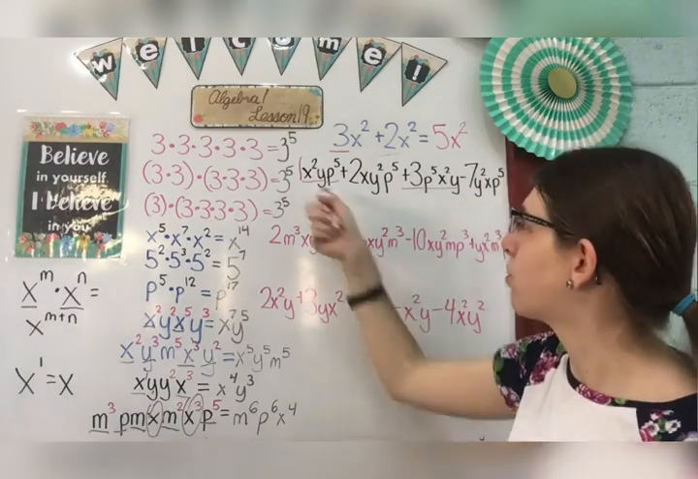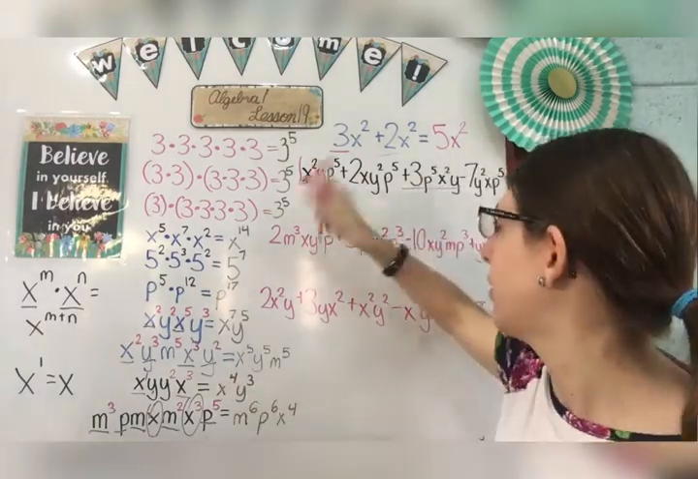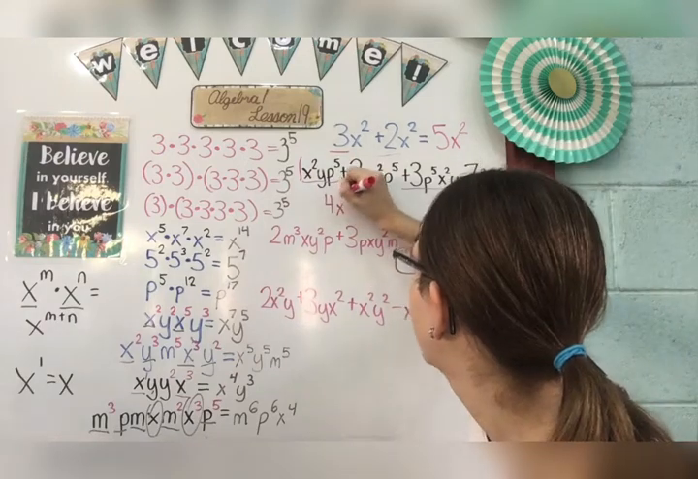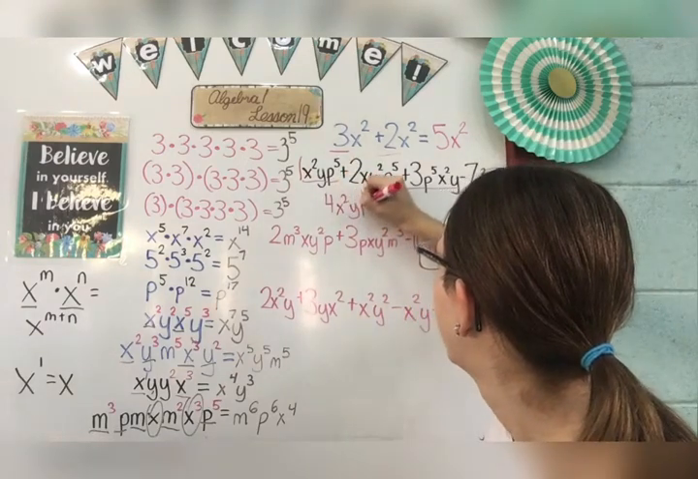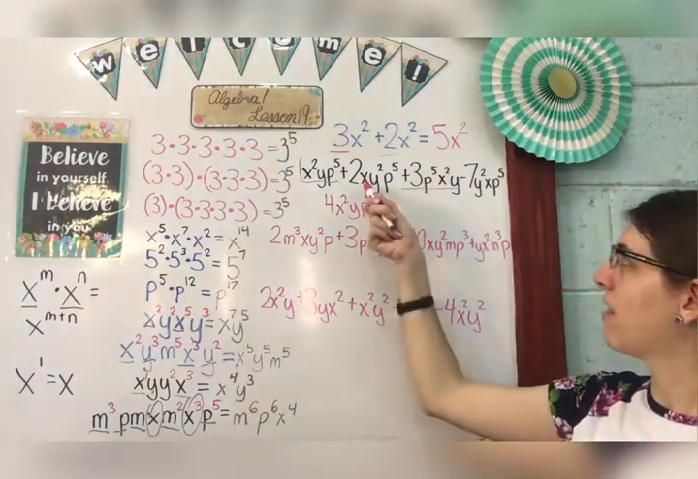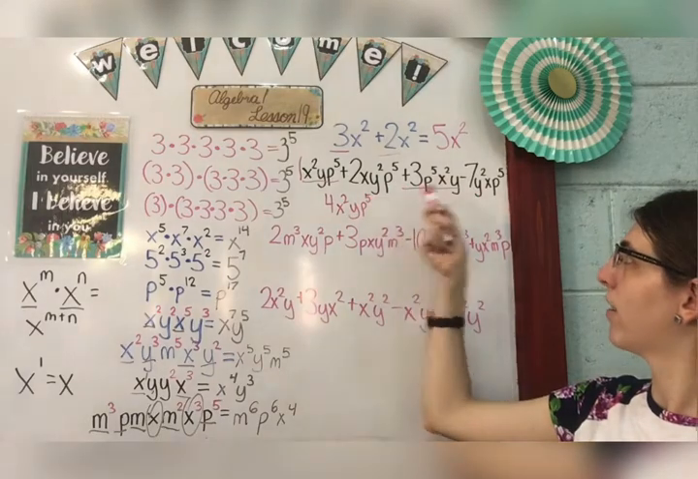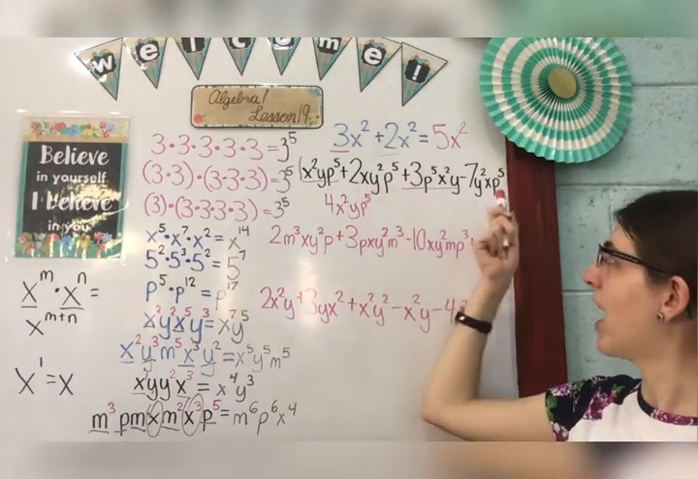And I can choose to write my variables any way that I want. I'm just going to use the first four. X squared, y, p^5. Now I'm going to move on to this one. I have x, y squared, and p^5. Y squared, x, x, p^5, p^5.